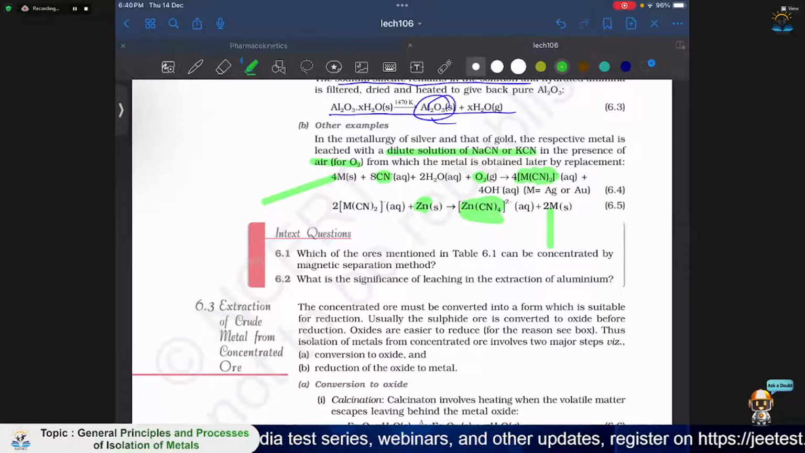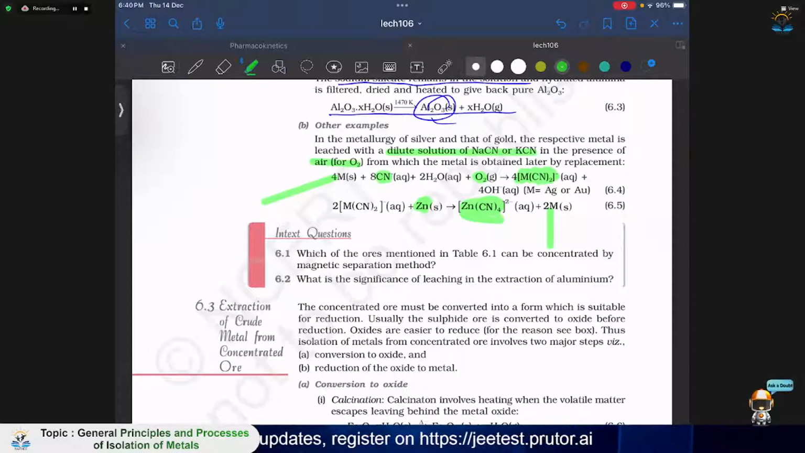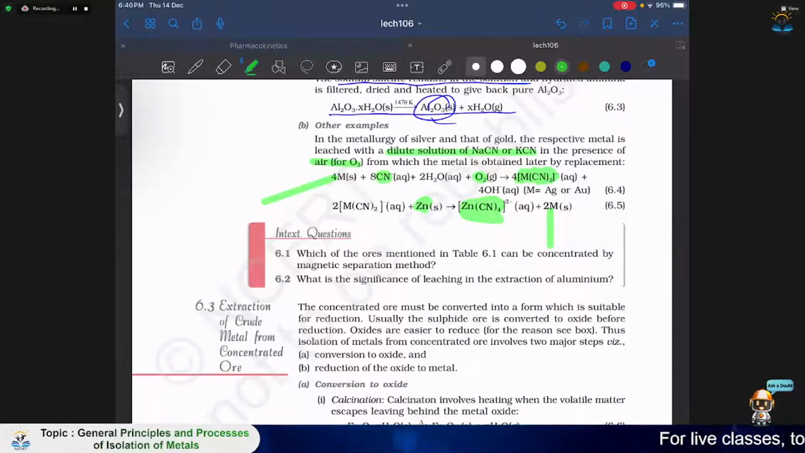Okay, guys. So we have completed the concentration part of the ore. Let us now move on and see how we extract the pure metal from its ore. We are going to see half of it today, and we'll move to questions. The rest half, I think, we'll cover in the next session.